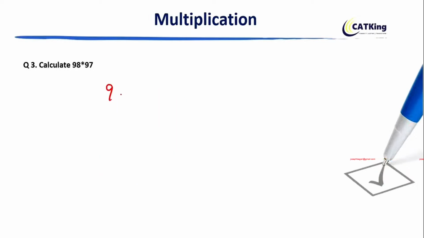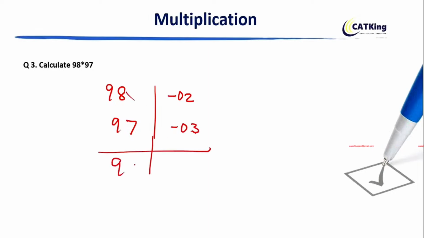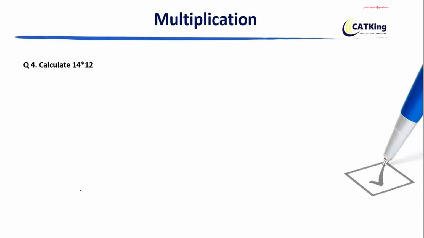One more. 98 into 97. Correct? Okay. What is the difference from 100? Minus 02. Difference from 100, minus 03. 98 minus 03 is 95. 03 into 02 is 06. Answer is 9506. So in this way, you can solve it very easily.